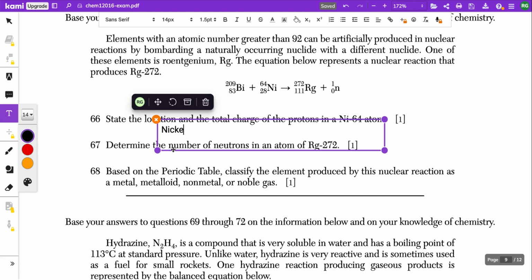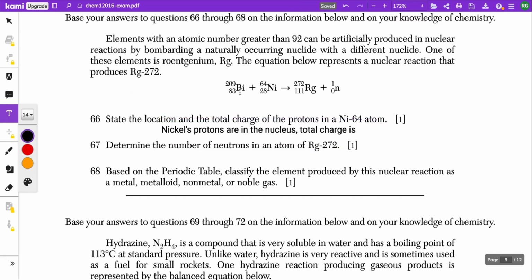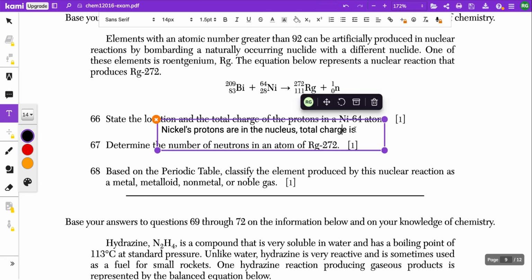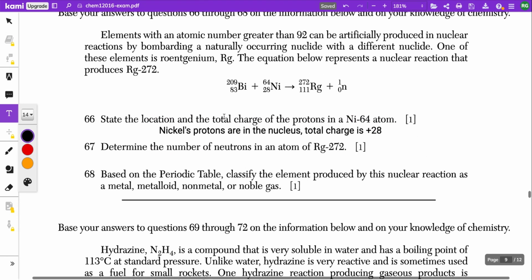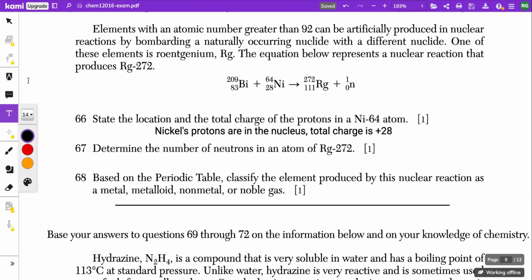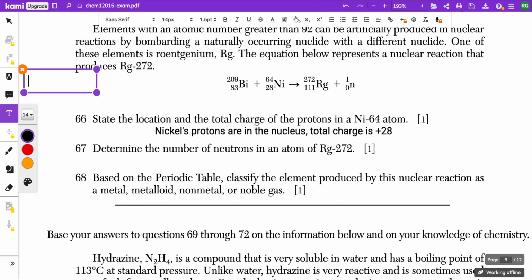are in the nucleus. Total charge: protons are positively charged, so you have 28 positive charges. So the total charge is plus 28, a positive 28 charge.